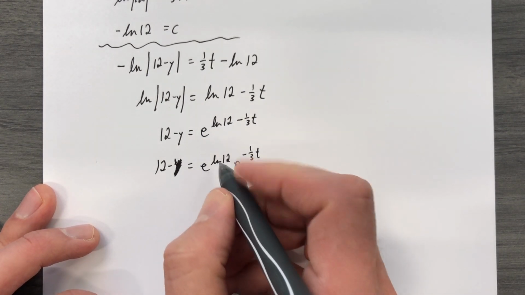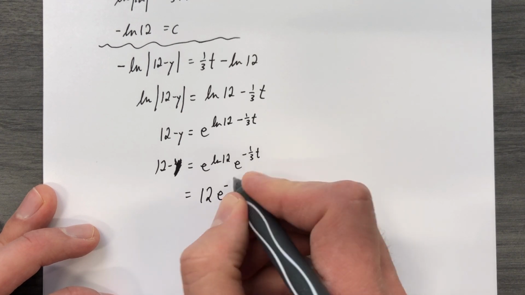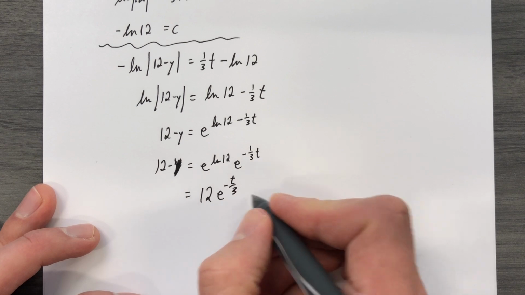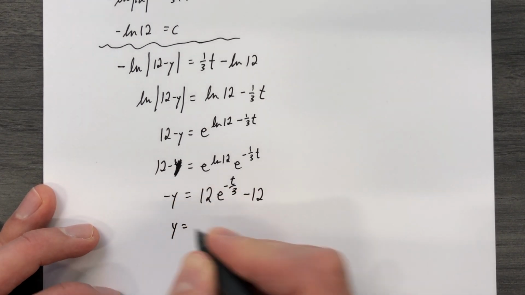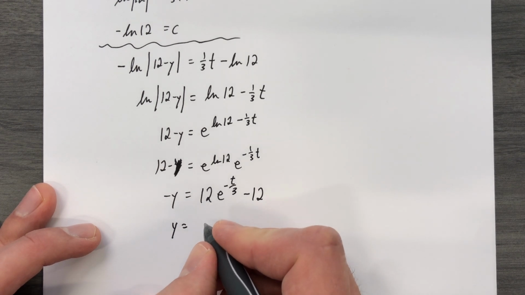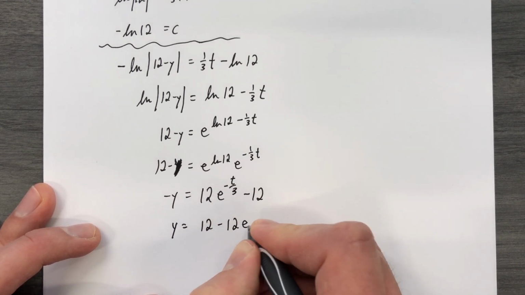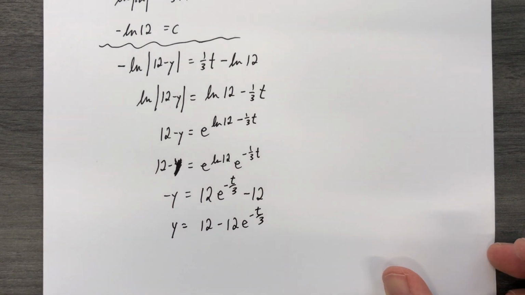So the e to the ln 12 is going to give me 12, and then e to the negative 1/3 t. I'm going to start calling it t over 3 just because I want to. And let's go ahead and subtract 12. That's 12 right here, so negative that, and then y equals, that will be our function. And I'm going to turn it around again because we're changing the signs. You don't have to turn it around, but it's just a little thing I do. There we go. We have found the function, and that is indeed correct.